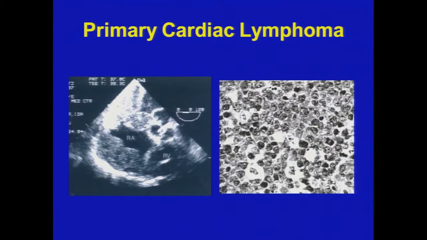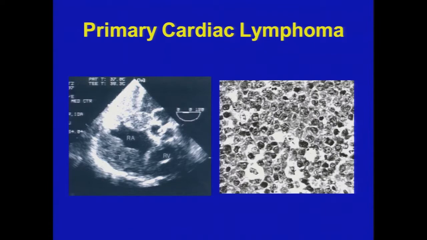Primary cardiac lymphoma is found primarily in patients who are immunocompromised: HIV patients, transplant patients, patients on multiple immunosuppressive drugs. It tends to involve the right heart more so than the left heart, and you can see in this example extensive tumor infiltration into the right atrium, over into the interatrial septum, and actually back toward the left atrium. These patients often have pericardial effusions. This patient did not.